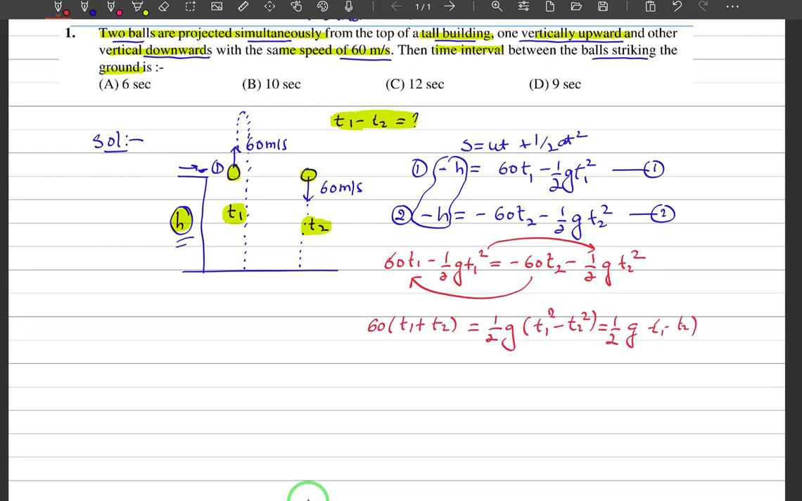(t1 minus t2) into (t1 plus t2). Now this t1 plus t2 will cancel out, and therefore t1 minus t2 equals 60 into 2 upon g. g means 10. So this will give you 12 seconds. This is the answer.